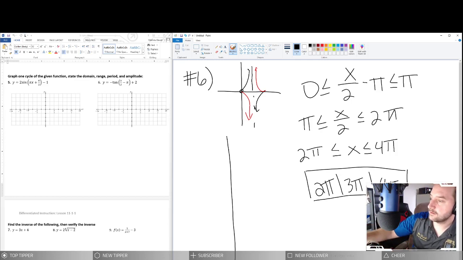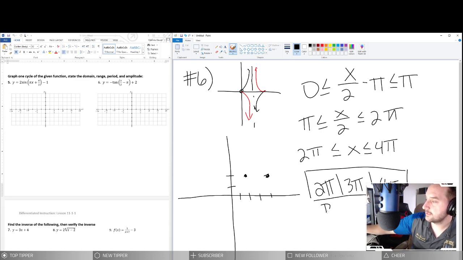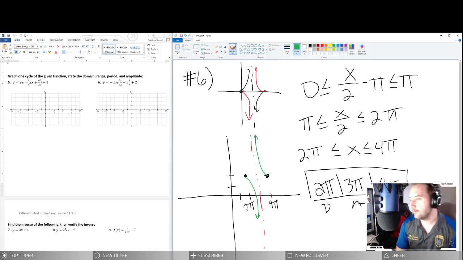So now, drawing the sketch, we'll say every single tick mark is going to be pi. And so we know that this is dot, asymptote, dot. So 2 pi and 4 pi. I'll make the red my asymptote. And then the green. There we go.